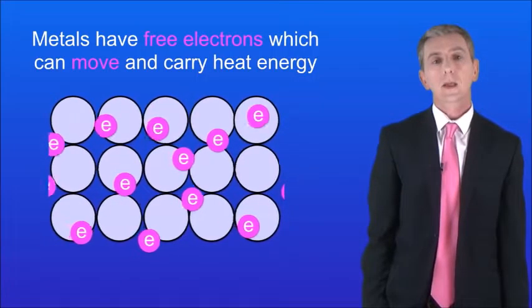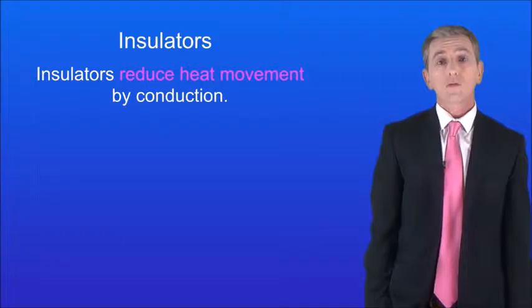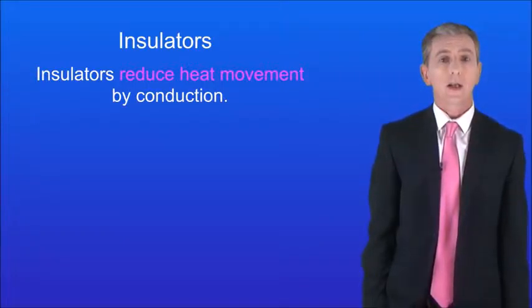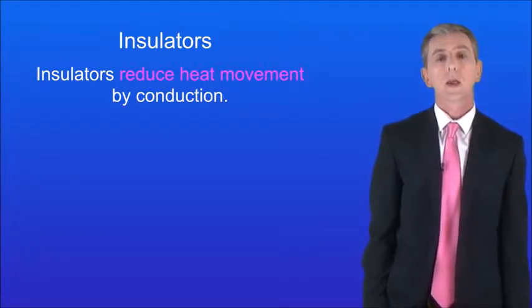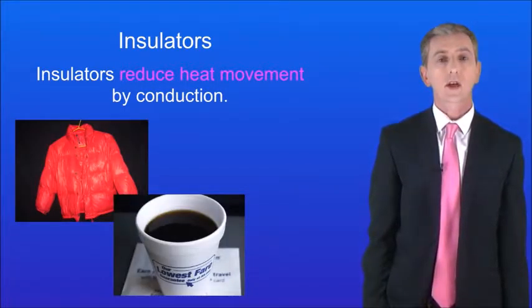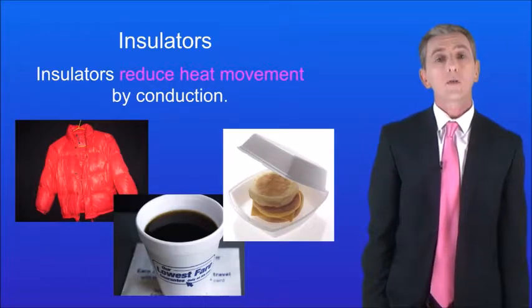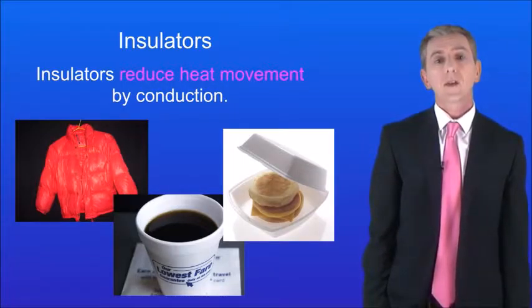Lastly, we're going to take a look at insulators. Insulators reduce heat movement by conduction, and I've got some examples for you here. This is an insulating jacket, here's a polystyrene cup for hot drinks, and here's a polystyrene box to keep food hot. All of these are good insulators, which means that they reduce heat movement by conduction.